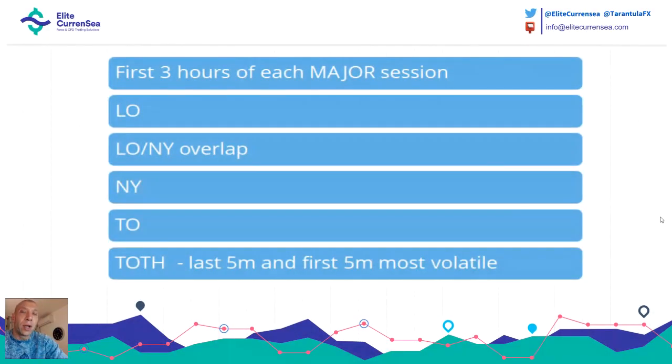Now, again, I will repeat what is very important. First 3 hours of each major session are very, very important. First 3 hours of each major session are very volatile. London, the first 3 hours. London, New York, New York. Tokyo session also. The first 3 hours. And at the top of the hour, last 5 minutes and first 5 minutes are usually the most volatile. You need to know that. Okay.